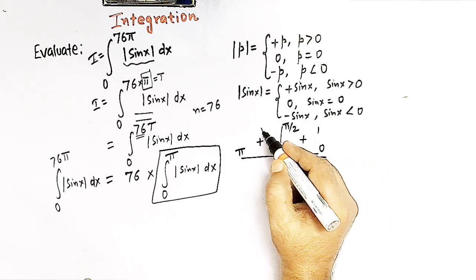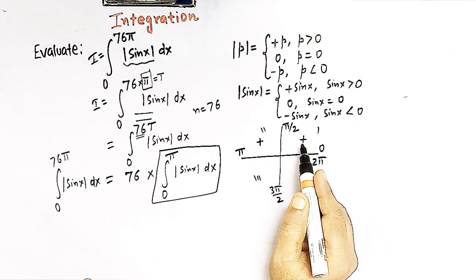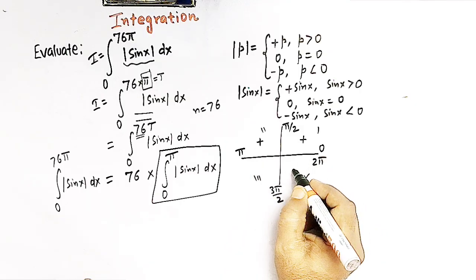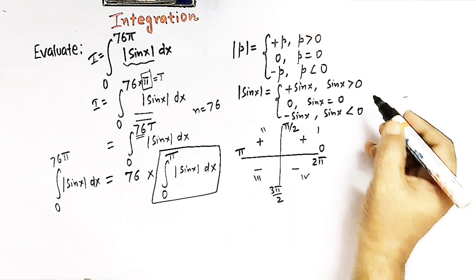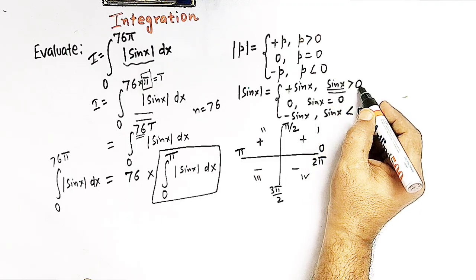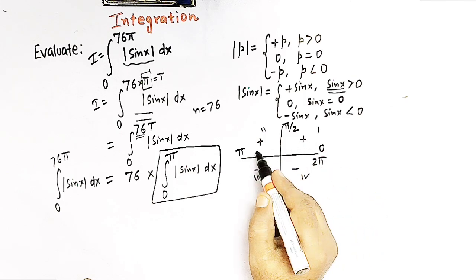So this is the first quadrant, this is the second, this is the third, and this is the fourth. So the sine function is positive in the first and the second quadrant and negative in the third and fourth quadrant. So here we have sine x greater than 0, right? So sine x is positive in the first and second quadrant.